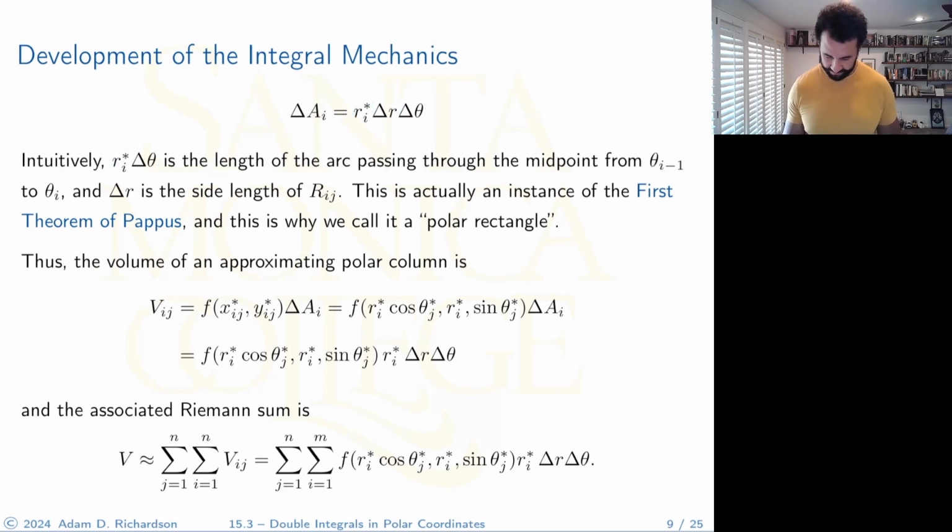I. Okay, I mentioned it here, but this is actually an instance of the first theorem of Pappus. So hopefully you talked about this when you went through the section on volumes of solids of revolution. You can use a theorem of Pappus to find the volume of a solid of revolution really easily if you know the path that the centroid takes and you know the area that you're moving. That's exactly what's happening here.